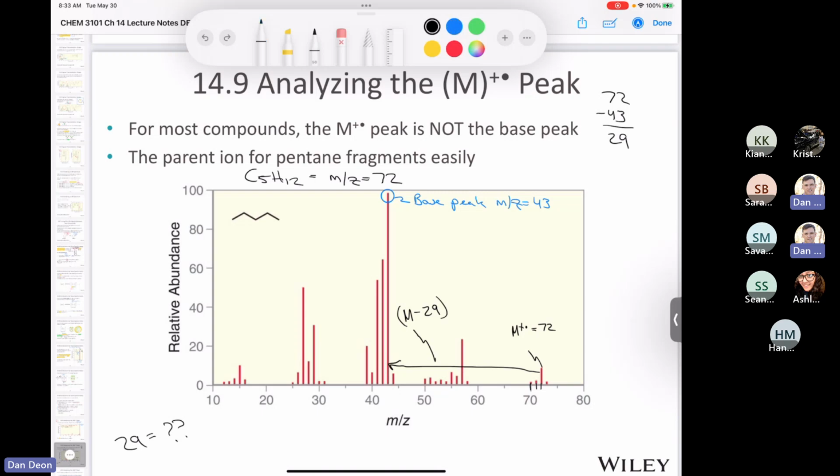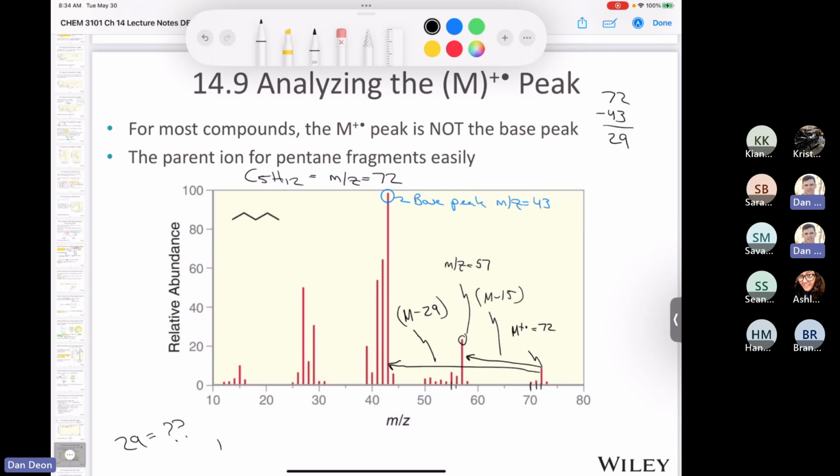We have another peak here. This one has a mass of what? If we take 55, 56, 57, so this one has a mass over charge that's equal to 57. So how much did we have to lose to go from here to here? 72 to 57. Can anybody do that math in their head? How much did the 72 have to lose to give you 57? 72 subtract what gives you 57? Yeah, the answer is 15. So that means that this is M minus 15.